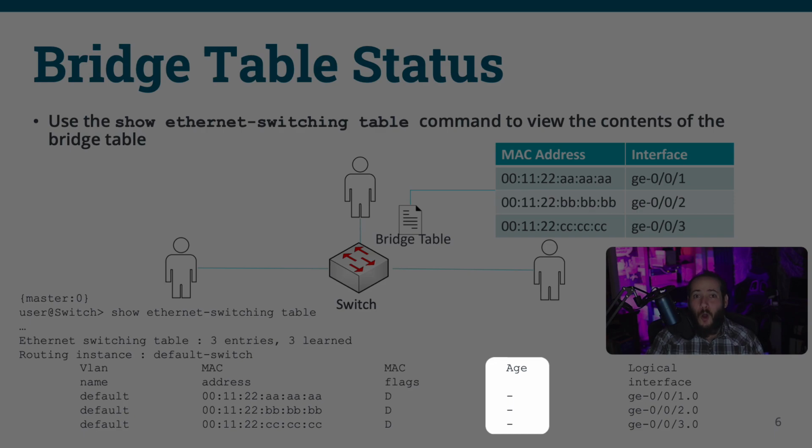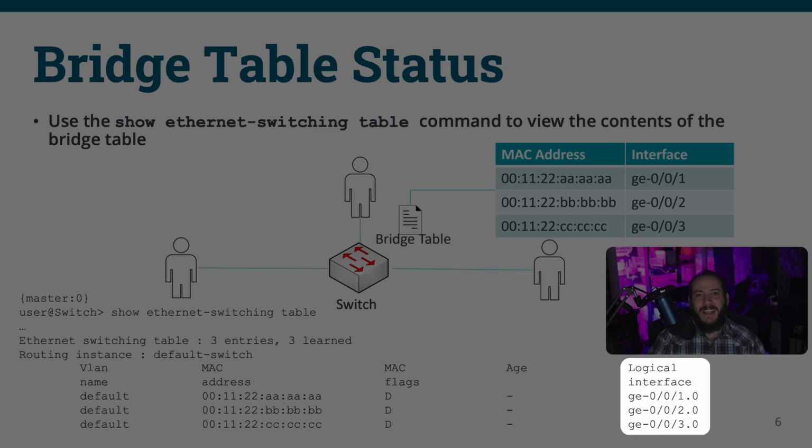In this case, all 3 devices are actively transmitting, so not enough time has passed since the last frame has been seen for the switch to display a number, which is normal. Finally, on the right, we see the logical interface for the bridge table entry that the MAC was seen on. We see that the MACs were learned on the 3 interfaces that we expect.